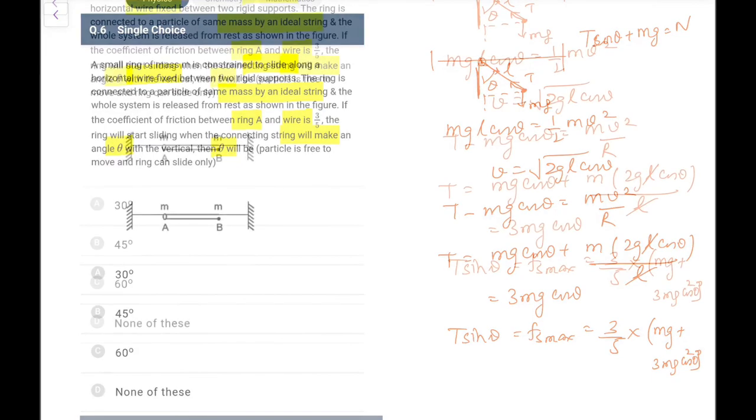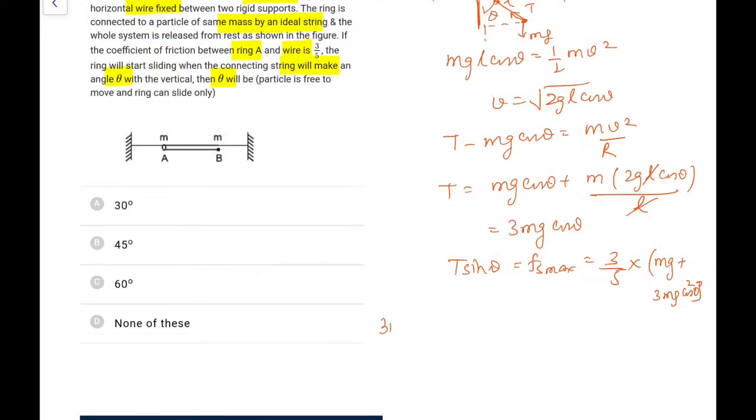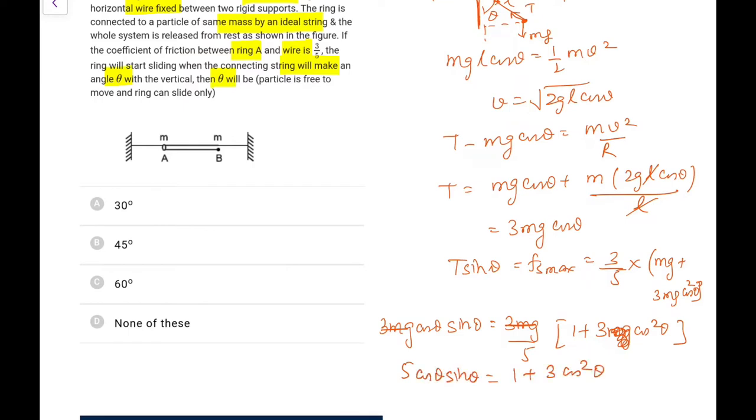Putting the values here, T is 3mg cos theta, so I get 3mg cos theta sine theta, and here taking mg common I get 3 by 5 times, 1 plus 3 cos square theta. So this 3mg thing cancels. Now 1 plus 3 cos square theta I am getting, and this is cos theta sine theta, so I should write it as 5 cos theta sine theta is equal to 1 plus 3 cos square theta.